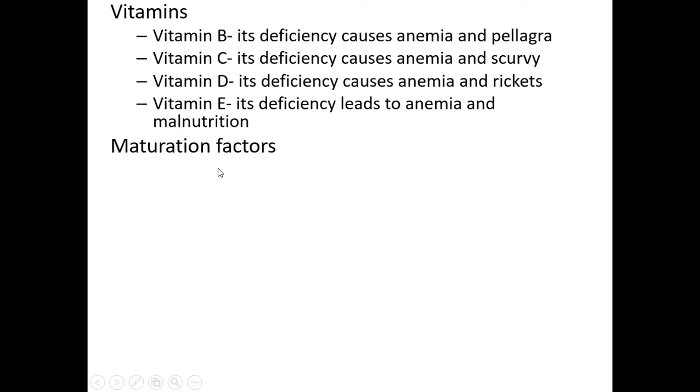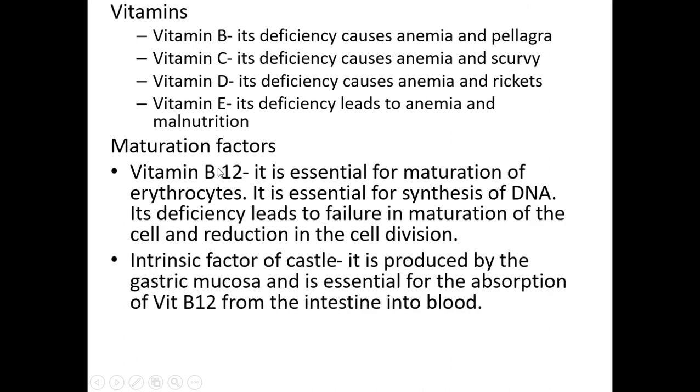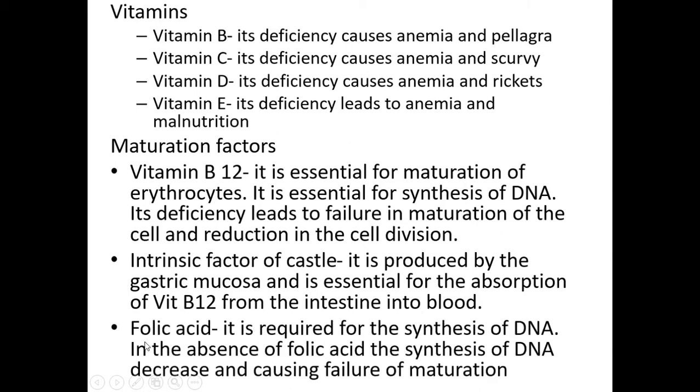Maturation: the second factors are the maturation factors. They are vitamin B12. It is essential for maturation of erythrocyte. It is essential for synthesis of DNA. Its deficiency leads to failure in maturation of cell and reduction in cell division. Intrinsic factor of Castle is produced by the gastric mucosa and is essential for absorption of vitamin B12 from the intestine into the blood. The third maturation factor is folic acid. It is required for synthesis of DNA. In the absence of folic acid, synthesis of DNA decreases, causing failure of maturation.